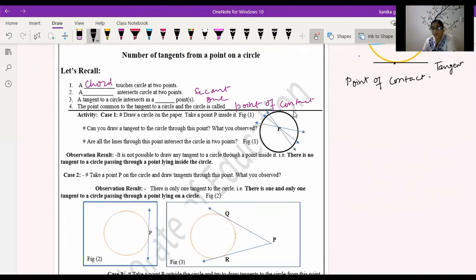Now our activity. In this activity we have a circle. We take a point P inside the circle and we draw different lines. What do we observe? Is there any tangent? No, there is no tangent. A tangent is a line whose 1 point is on the circle, but here there is no tangent. So when the point is inside the circle, there is no tangent.